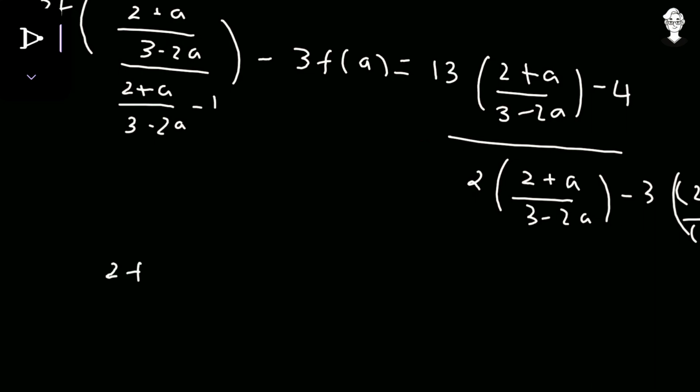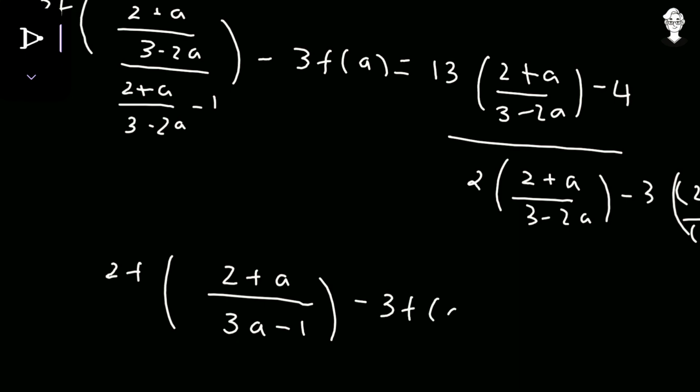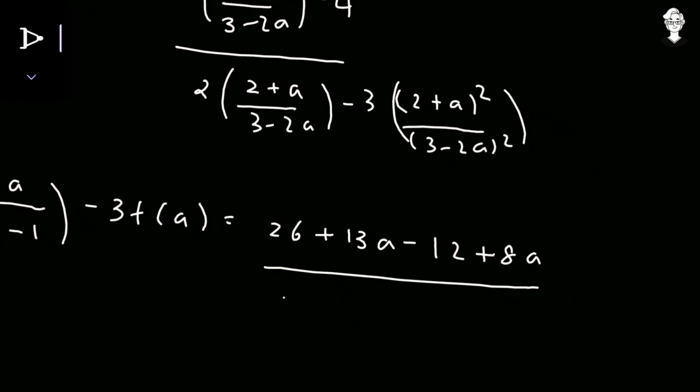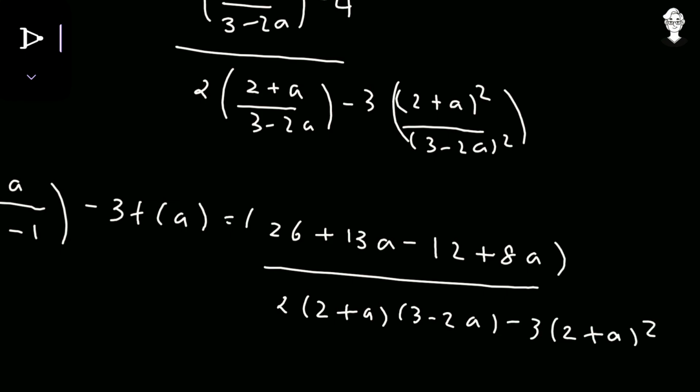So here we have 2 times f of (2 plus a) upon (3 minus 2a) upon (2 plus a) minus 3 plus 2a. So in the numerator 2 plus a as it is, and in the denominator it will turn out to be 3 times (a minus 1) minus 3 times f of a, and that is equal to 13 into 2, 26 plus 13 times a minus 12 plus 8 times a, and in the denominator it will be 2 times (2 plus a) into (3 minus 2 times a) minus 3 times (2 plus a) the whole square, and (3 minus 2 times a) will be multiplied in the numerator because it is square present over there.